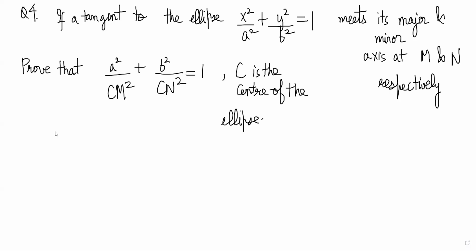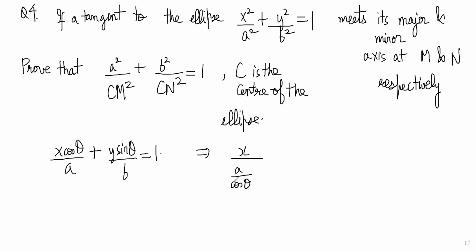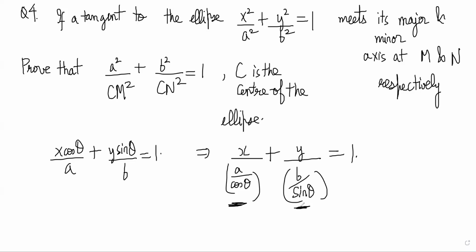Okay, so what is the equation of the tangent at point theta? It is x cos theta by a plus y sine theta by b equals 1. Now, this is the tangent equation. So we can write this as x by (a by cos theta) plus y by (b by sine theta). This is the intercept form of the same straight line equation. So it will meet the major axis and minor axis at (a by cos theta, 0) and (0, b by sine theta), right? So M becomes (a by cos theta, 0) and N becomes (0, b by sine theta).